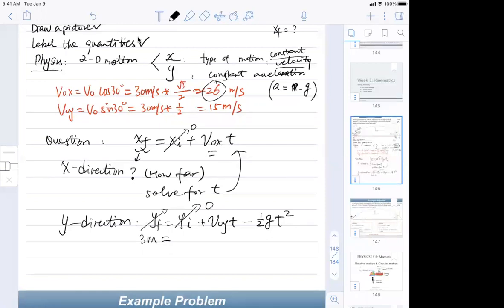V naught Y we know is 15. Time we don't know. That is what we need to solve for, right? So from this equation, we can solve for T. And it turned out there are 2 times. The answer is plus minus 12.9 over 9.8 seconds. So we'll get T equals 2.